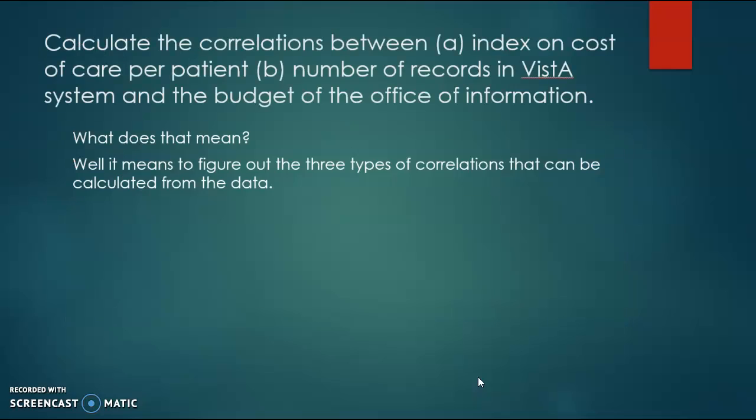So for the first part of your assignment, it should say, calculate the correlations between A, index on cost of care per patient, then B, the number of records in Vista system, and then C, the budget of the Office of Information. So what does that mean? Well, it just means to figure out the three types of correlations that can be calculated using this data. So comparing 1 and 2, 1 and 3, and then 2 and 3.